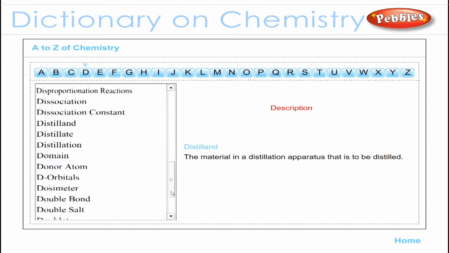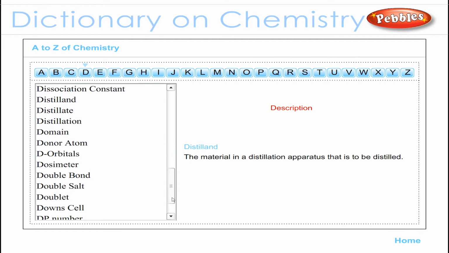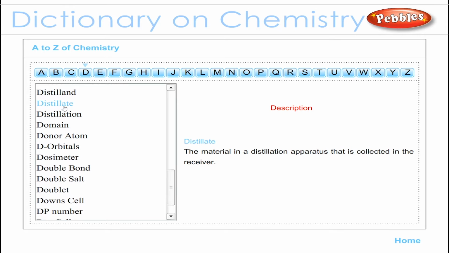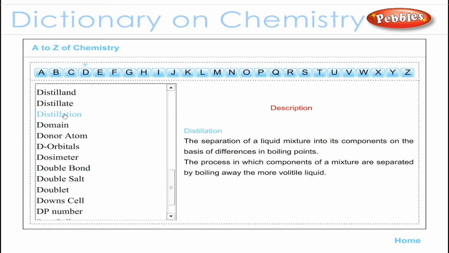Distillant, the material in a distillation apparatus that is to be distilled. Distillate, the material in a distillation apparatus that is collected in the receiver. Distillation, the separation of a liquid mixture into its components on the basis of differences in boiling points. The process in which components of a mixture are separated by boiling away the more volatile liquid.